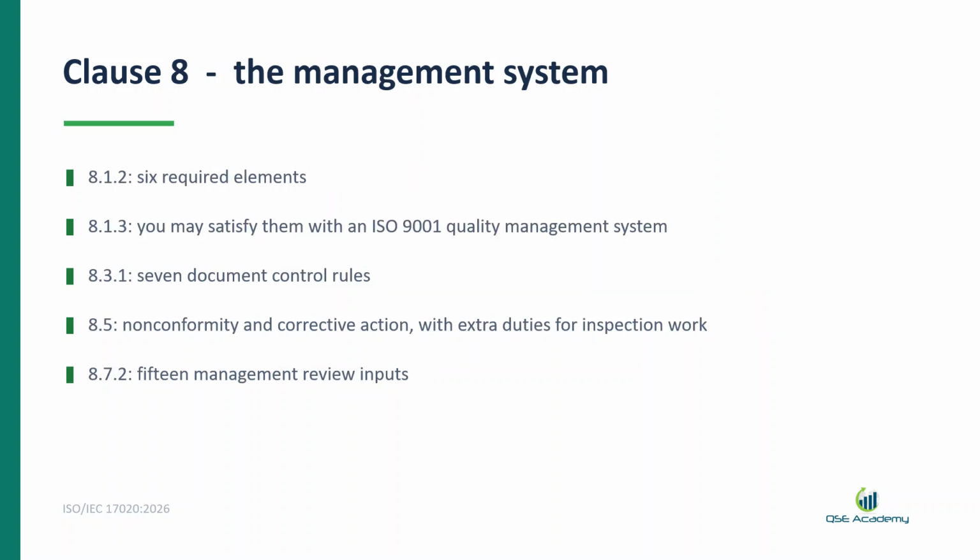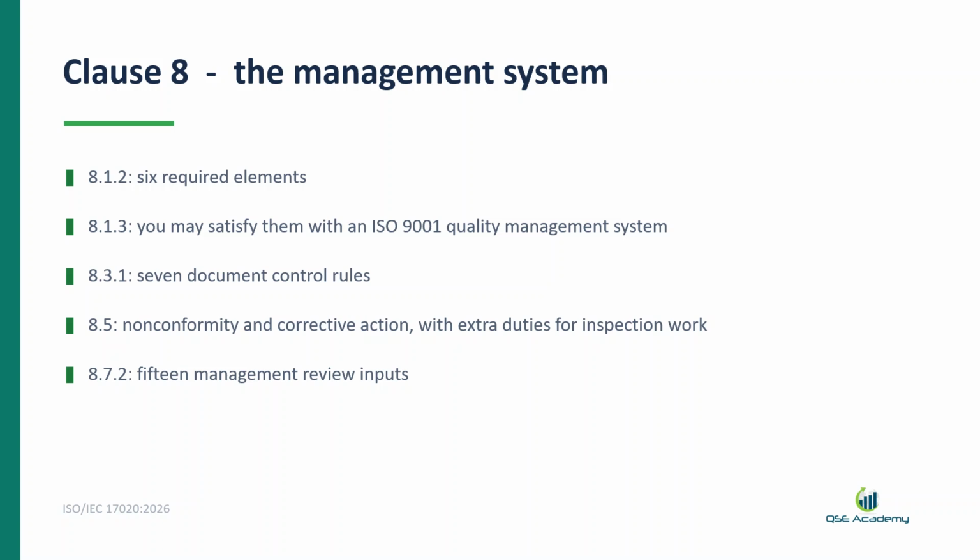In Clause 8, the management system, 8.1.2 requires 6 elements: policies and responsibilities, documented information, actions to address risks and opportunities, corrective actions, internal audits, and management review. 8.1.3 then says you may meet all of that by running a quality management system. For example, 1 conforming to ISO 9001. Note the wording carefully. It says the quality management system shall support and demonstrate consistent fulfillment of this document. Having the certificate is not the point. Covering the requirements is.